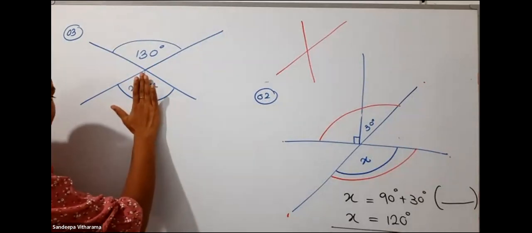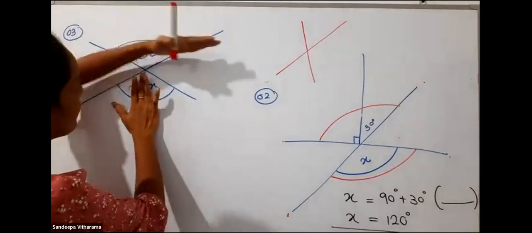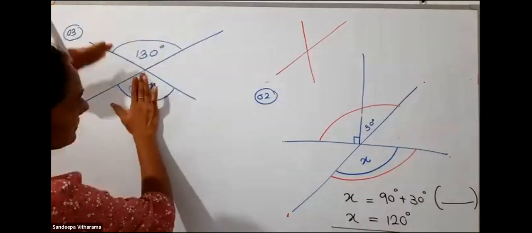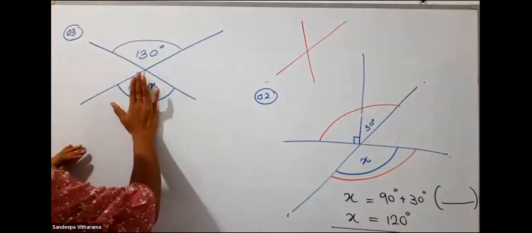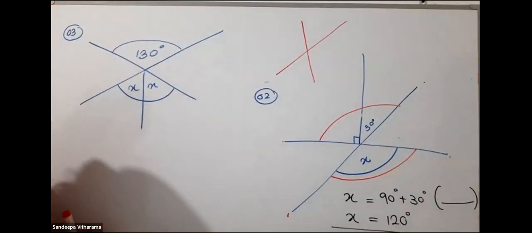Now if I think without this, there two straight line segments have crossed each other like this. Then vertically opposite angles form like this. So we can write this relationship like this.